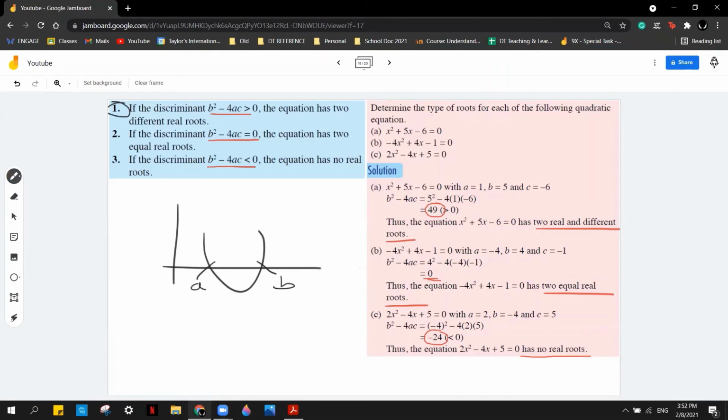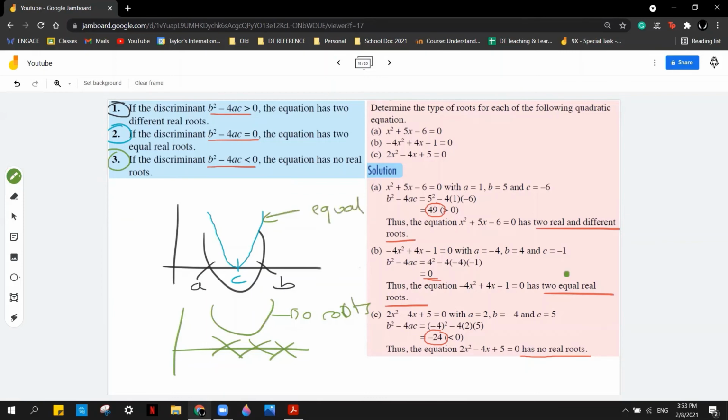Now, if you look at two equal roots, that means the graph will cut at one point. This is your equal roots. And last but not least, if you have no real roots, that means the function is floating. It will not be cutting anywhere on the x-axis. So this is no real roots, this is equal roots, and this is different roots.